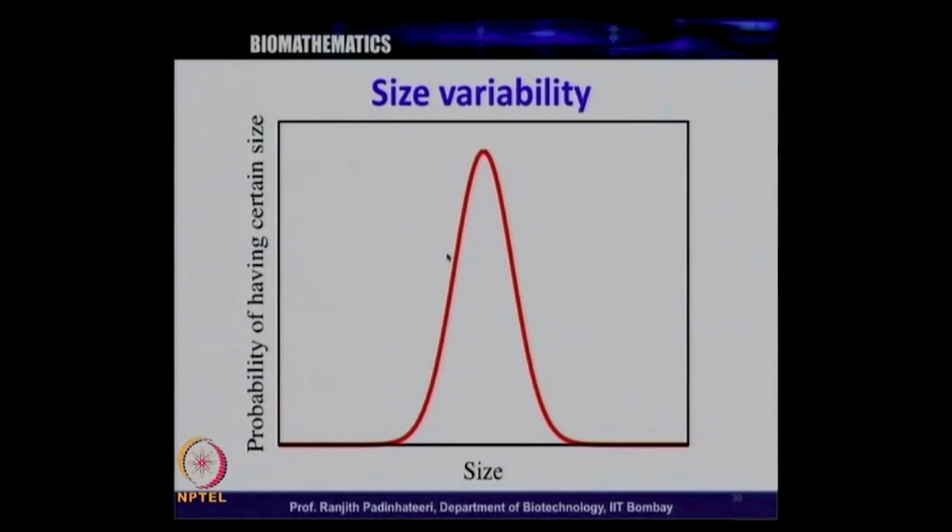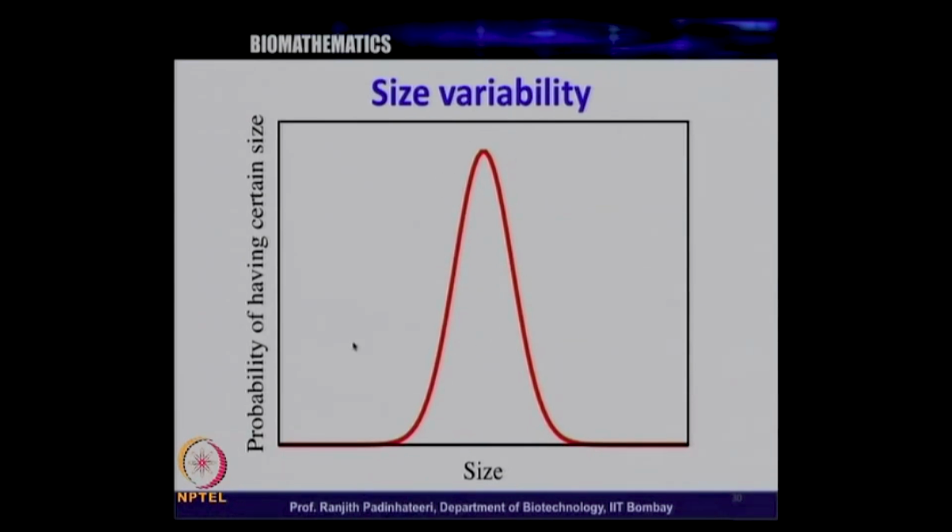Let us have a look at this slide. One typical distribution, called the normal distribution, is plotted here. On the x-axis you have size, let us say height, and the probability of having a certain size is plotted on the y-axis. It will have such a curve, and such a curve is what describes this probability.